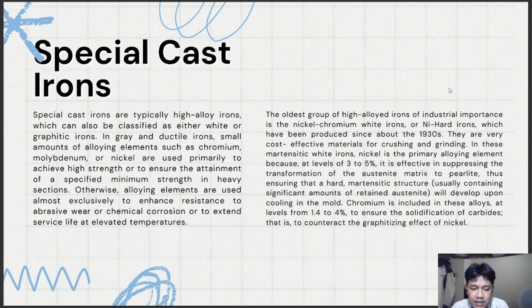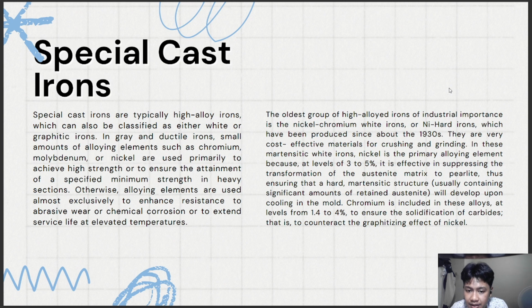life at elevated temperatures. The oldest group of high alloy irons of industrial importance is the nickel-chromium white irons, or nickel hard irons, which have been produced since about the 1930s. They are very cost-effective materials for crushing and grinding.